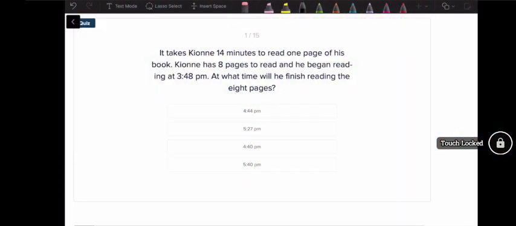Okay, so let's take a look at this first time word problem. It says, it takes Keon 14 minutes to read one page of his book. Keon has 8 pages to read, and he began reading at 3:48. At what time will he finish reading the 8 pages?